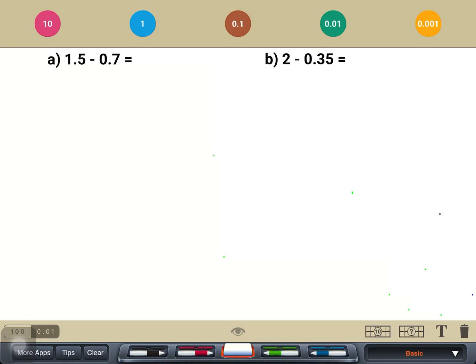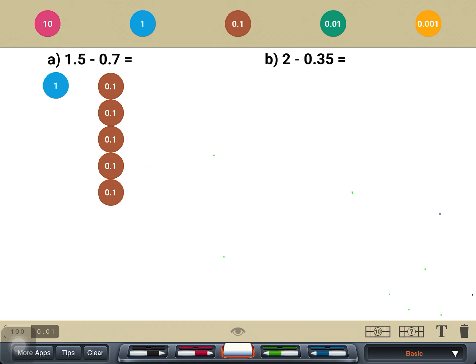Letter A, 1 5/10 minus 7/10. Just like in the earlier video, I said that subtraction is taking away or removing something to know what is left. So I will be showing the 1 whole and 5/10. 1, 2, 3, 4, 5. And then we will be removing 7/10.